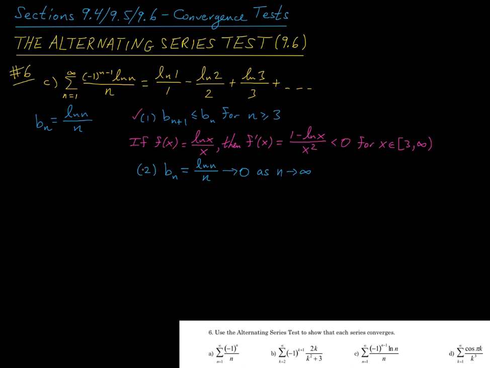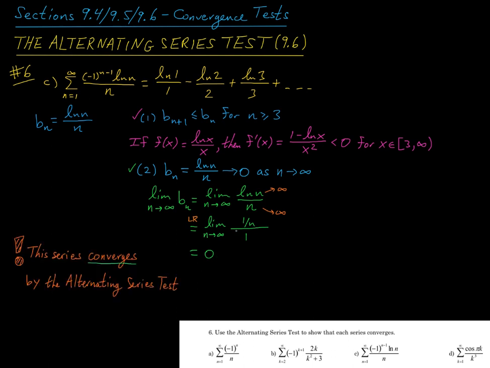That's the first condition. For the second condition, it is true that b sub n approaches 0. To compute this limit, we have to use L'Hopital's rule, because note that natural log of n and n are both blowing up. So we have an infinity over infinity indeterminate form, and so I apply L'Hopital's rule. I take the derivative of the natural log of n, and that's 1 over n. Then I take the derivative of n in the denominator, and that's just 1. As n approaches infinity, 1 over n goes to 0. And so, yes, b sub n does approach 0. So the series converges by the alternating series test.